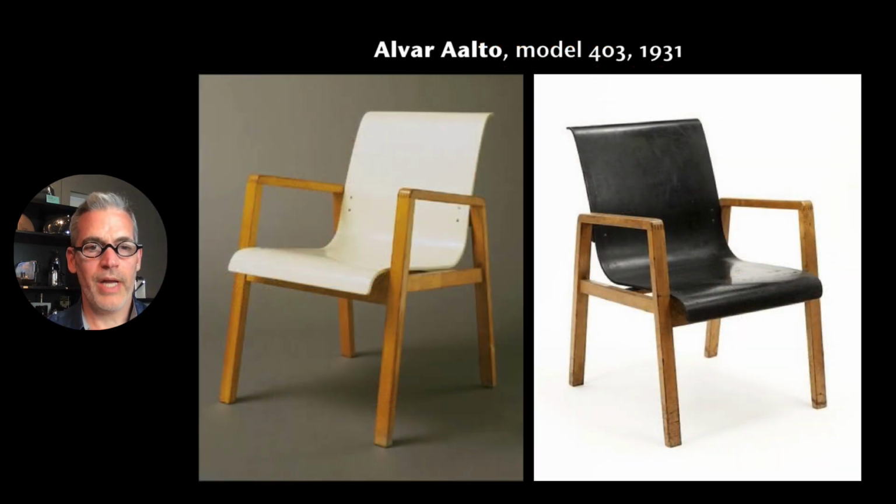Aalto also explored how a bent plywood form could relate to the arm and leg constructions that support it. So maybe the structure of the chair is geometric and regular, and we save the sort of curvy shape for the middle to establish a contrast. Sometimes those are straight pieces of wood, sometimes they're laminated bent wood.